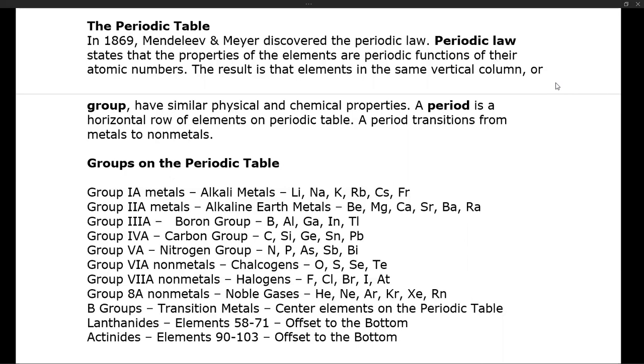Essentially, it states that elements are periodic functions of their atomic numbers. That is, the elements with similar physical and chemical reactivity will repeat themselves, and we organize those into the same vertical column or group on the periodic table. A period is a horizontal row, and it's just going to be sequentially numbered for each element. But it will start with metals on the left and transition to non-metals on the right. Several groups do have special names with special properties.